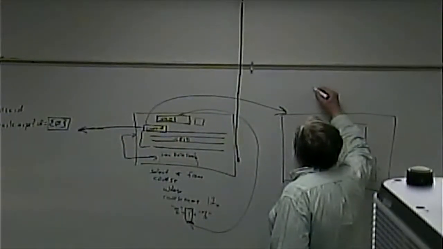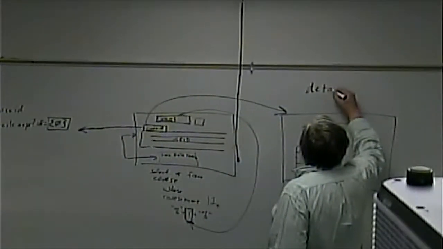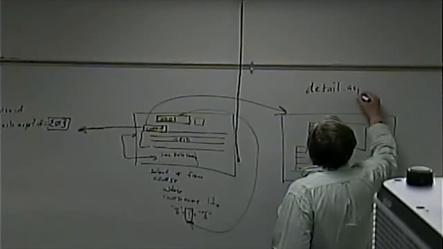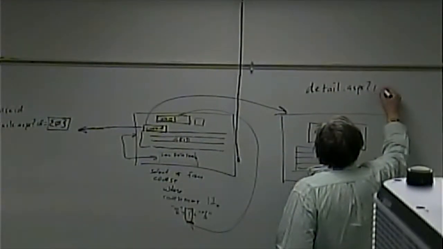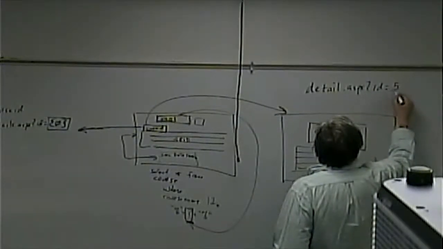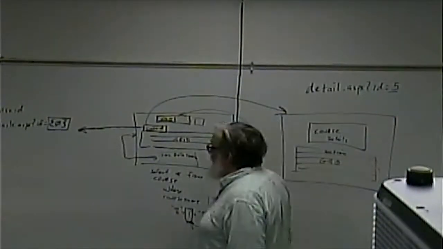So when this gets called, it's going to look like this. Details.aspx?ID= and let's say for this row, the value is 5.